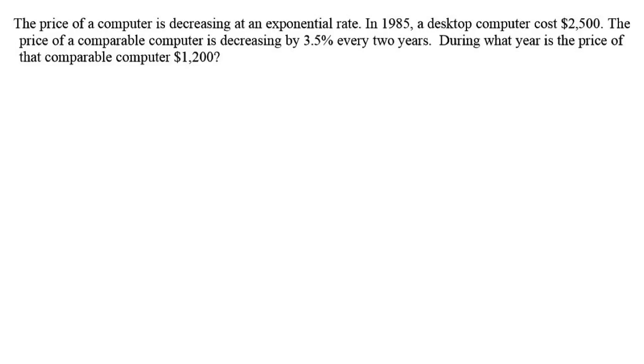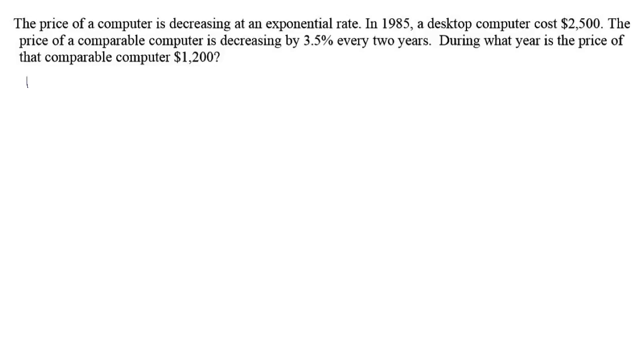And for our last problem, we're given the price of a computer is decreasing at an exponential rate. In 1985, a desk computer cost $2,500. The price of a comparable computer is decreasing by 3.5% every 2 years. During what year is the price of that comparable computer $1,200? So we need to go ahead and label our variables for this one.